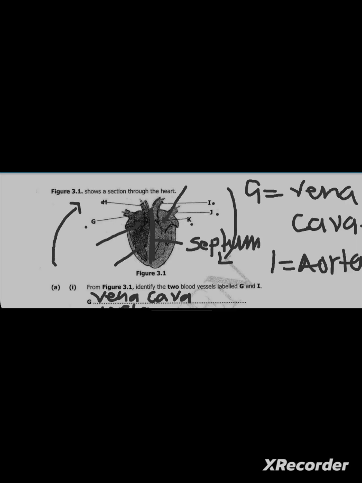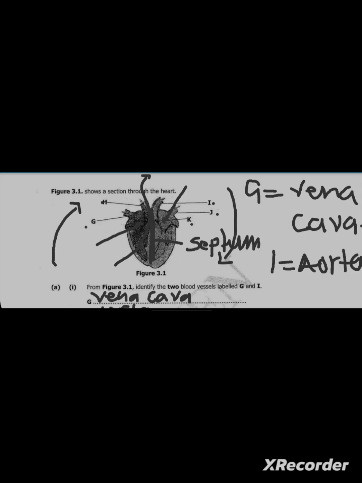Here we have the vena cava, and after the vena cava, this is your right atrium. What is the function of the atrium? The function of the right atrium is to receive the deoxygenated blood from the rest of the body, and then it transports that blood to the right ventricle. The right ventricle will contract and push the blood towards the lungs.